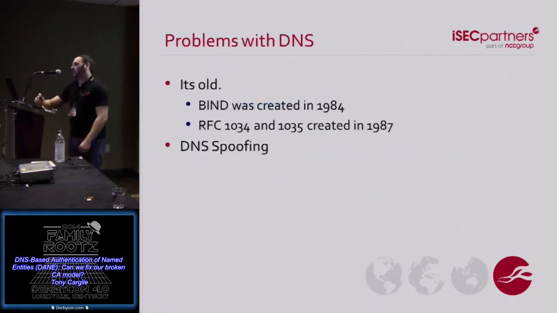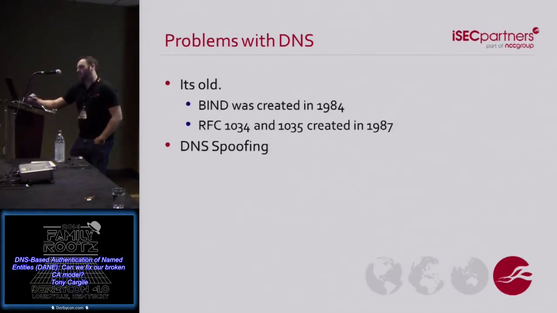So what are some problems with DNS? First of all, it's pretty old. It was created before I was born. Berkeley created BIND in 1984. The RFC finally got ratified in 1987. Back during this time, security was a blip on the radar. No one was really worried about their DNS traffic being spoofed or DNS cache poisoning or any of these issues that we have to deal with nowadays. Because of that, there's no integrity, no authentication, no confidentiality.